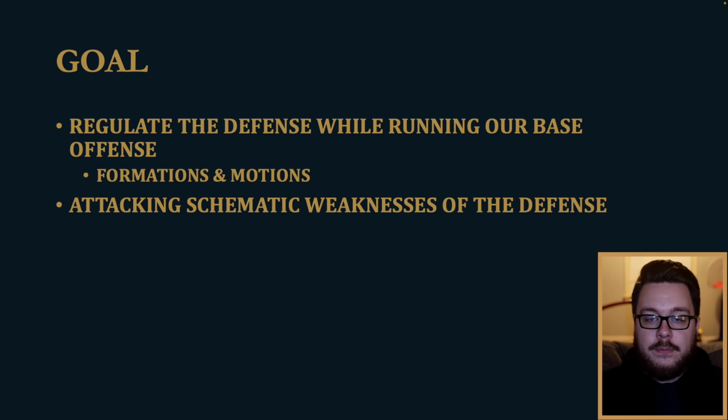That's goal number 1. Goal number 2 is being able to attack the schematic weaknesses of the defense. So we want to know what we're going to get, run our base offense against it, and then have the base parts of our offense activated that are going to attack the schematic weaknesses of the defense. Every defense has weaknesses schematically. We have 11 players, the defense has 11 players. There is no way to cover everything at one time. It is impossible to cover everything at one time.